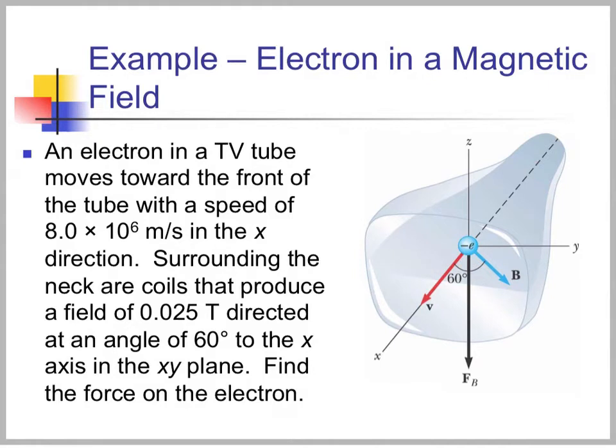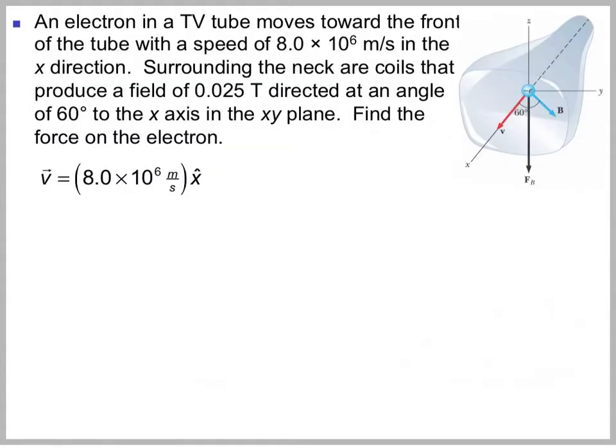Surrounding the neck are coils that produce a field of 0.025 Tesla that's directed at an angle of 60 degrees to the x-axis, but it's in the xy plane. Find the force on the electron. Well, since both velocity and magnetic field are in the xy plane, we know that the force is going to be in the z direction. Then we can use our right-hand rule, look at v cross B, and we can see that it would normally point in the plus z direction, but since we have a negative charge, we know it's going to be pointed down.